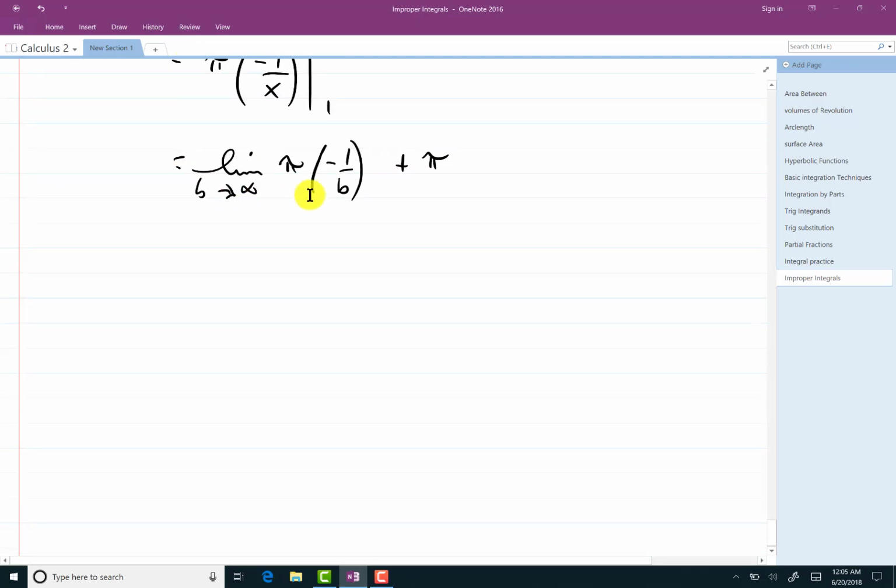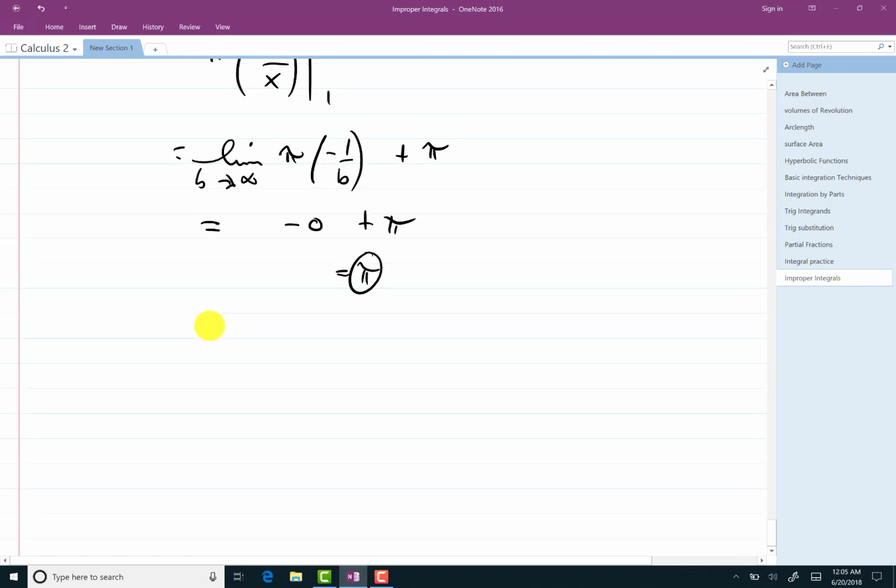Well, this piece right here, as b goes to infinity, you're going to have a very large number in the denominator. It doesn't matter that that negative's there. If you want, this will be negative 0 if that suits you. That'll equal negative 0 plus pi. Well, negative 0 is still 0. It equals pi. So Gabriel's horn has finite volume.